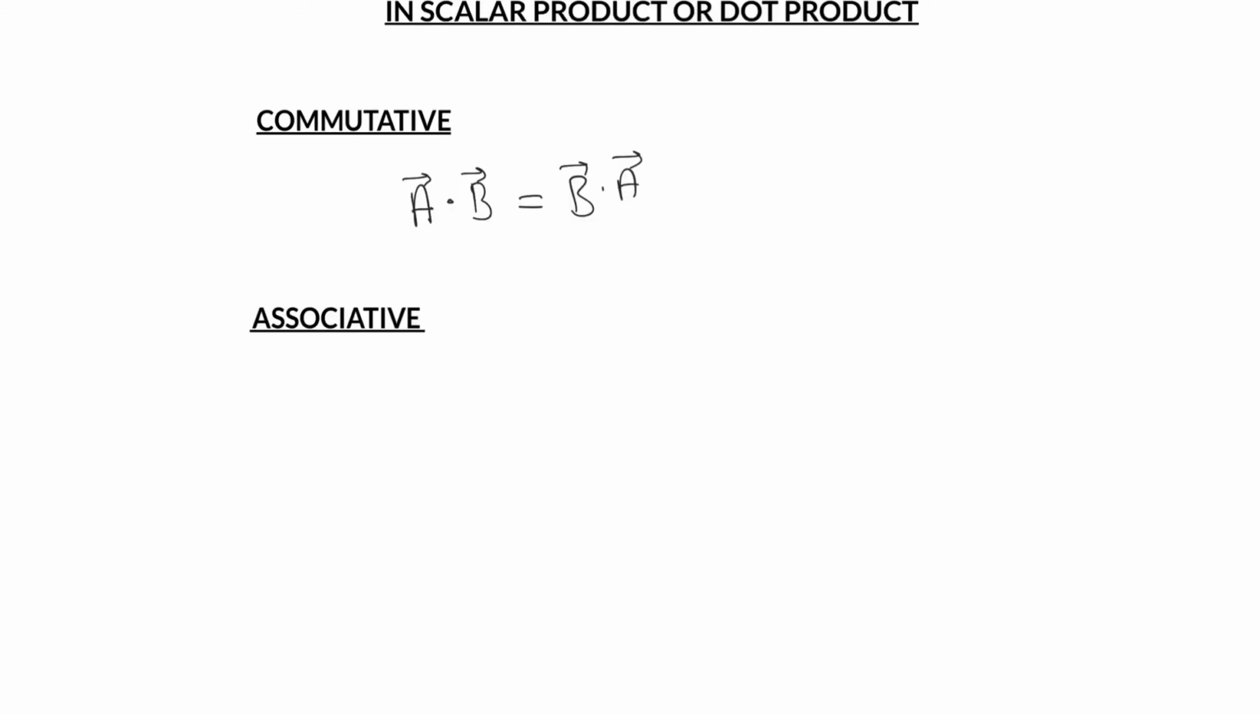Now we can check whether it is obeying this associative law. That means if you are going for a vector dot b vector dot c vector. Over here the problem is that a vector dot b vector gives a scalar quantity, and we cannot go for a dot product of scalar quantities and vector quantities. So basically this mathematical operation is not possible.